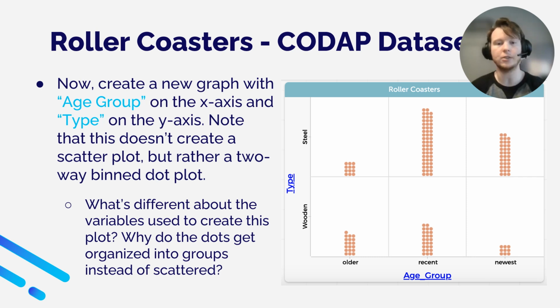Next up, we're going to have students create a new graph. This time, age group will go on the x-axis and type will go on the y-axis. Students might notice this obviously does not create a scatter plot. And we want them to recognize that the difference in the variables here is that the variables are qualitative instead of quantitative. So CODAP won't create a scatter plot because it doesn't have those continuous variables it needs to make a scatter plot. Instead, it makes a two-way binned dot plot.